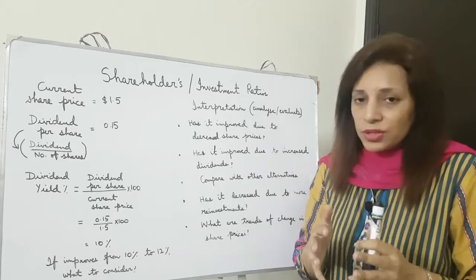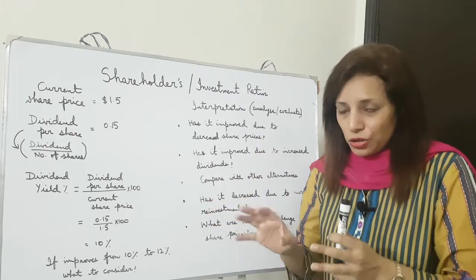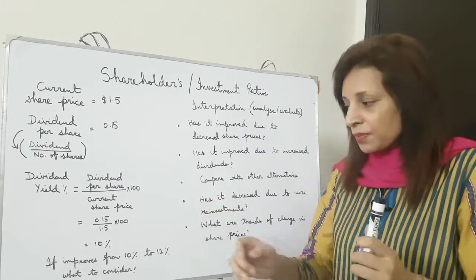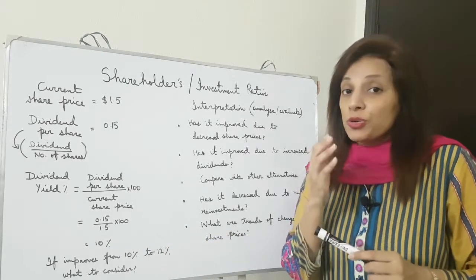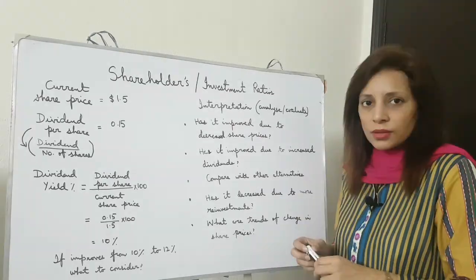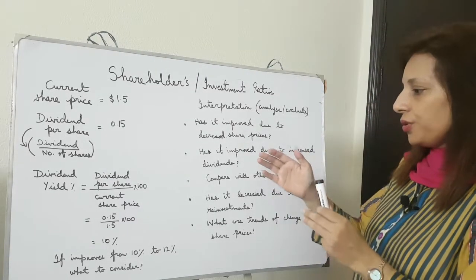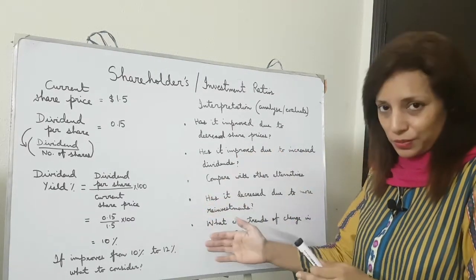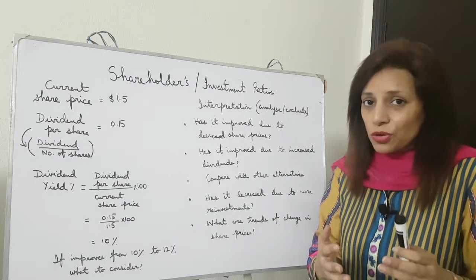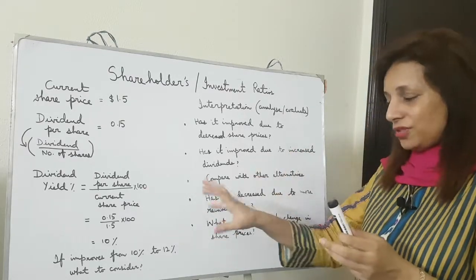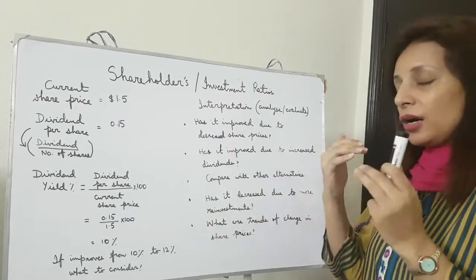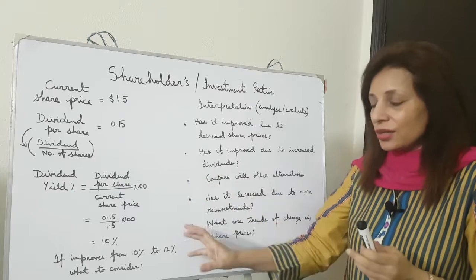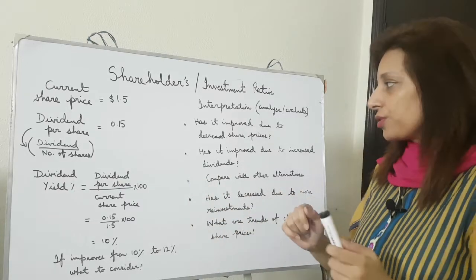Now, how would you decide whether it is a good percentage or not? For instance, if this improves from 10% to 12%, what do you have to consider? Now let's talk about how you interpret this value if it improves, and that will be used for your analysis and evaluation of this ratio. That is the most important part of such questions, when you have to recommend whether it is a good option for the shareholders or not.